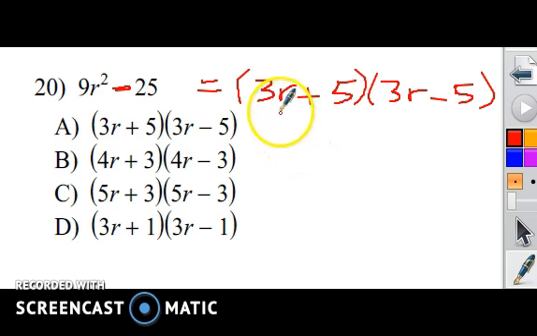We have no middle term, right? So the outer 2 is a minus 15R, inner 2 is a plus 15R. That's why we got no middle term here. And so our answer is A.